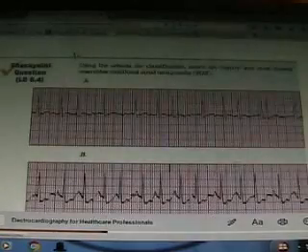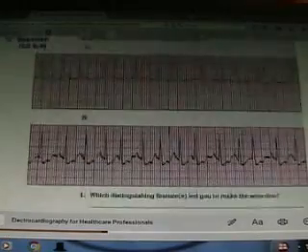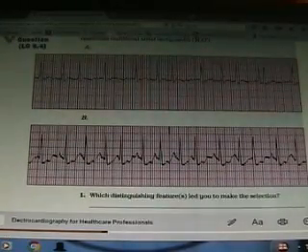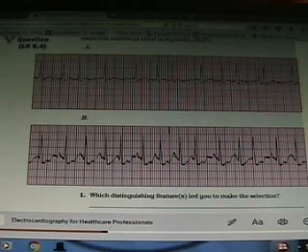All right, let's look at the next one. Which one is MAT? The top or the bottom? The bottom. Because on the top one, you can't even see any P waves. The top makes no sense to me yet. We're going to talk about that trace in a minute. That's atrial fibrillation, the one that's on the top.